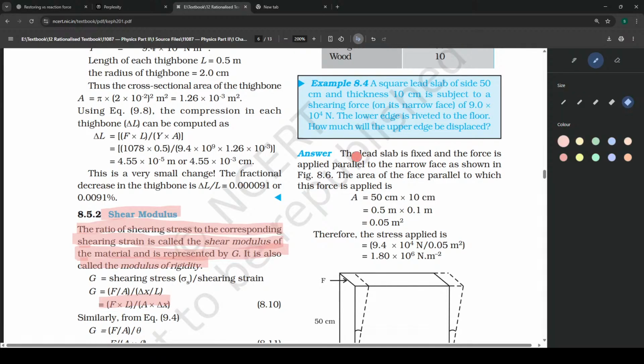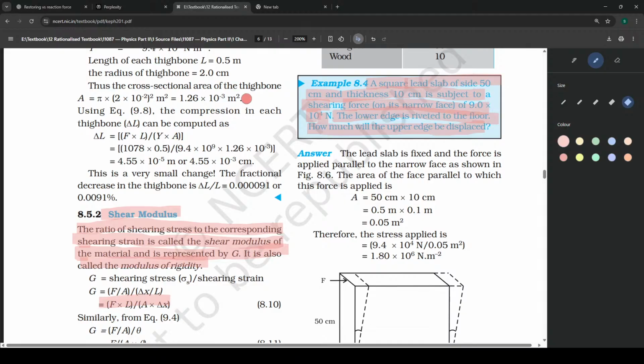Let's see the example here. A square lead slab of side 50 centimeters and thickness 10 centimeters is subjected to a shearing force on its narrow face, meaning parallel to the narrow face, of 9 into 10 power 4 Newton. The lower edge is riveted, meaning it's fixed, to the floor. How much will the upper edge be displaced?